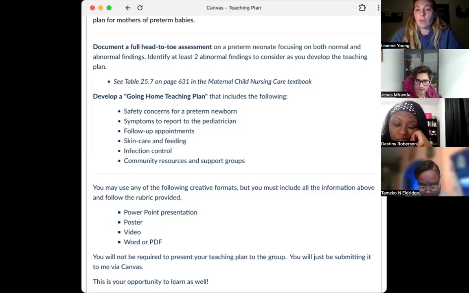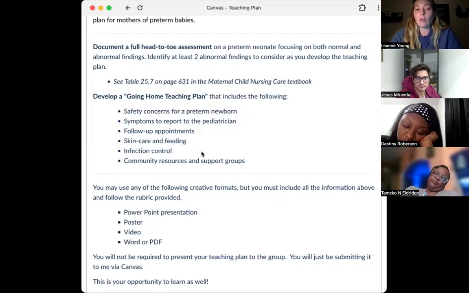Okay, so once you have your assessment put in and you have those 2 abnormal findings, then typically students in the past have devoted a specific slide to each of these 6 individual points. Okay, so you're going to need to go through safety concerns for preterm newborn, symptoms to report to the pediatrician, follow-up appointments, skincare and feeding, infection control, and then community resources and support groups.